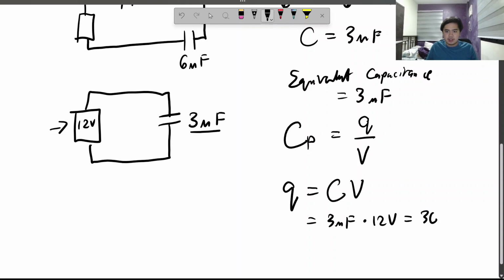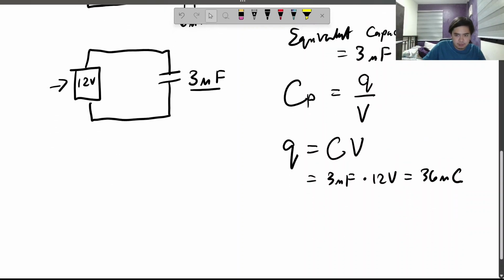We get 36 microcoulombs. You have to pay attention to the units, because here the unit is microfarad, and we multiply it by volts, so we get microcoulombs. But if it's microfarads and nanovolts, it's a different unit altogether, so you have to be careful about that. Since there's only one micro here, we can just put micro on the resulting unit, and it's microcoulombs. So the total charge is 36 microcoulombs, the voltage is 12 volts and the equivalent capacitance is 3 microfarads.